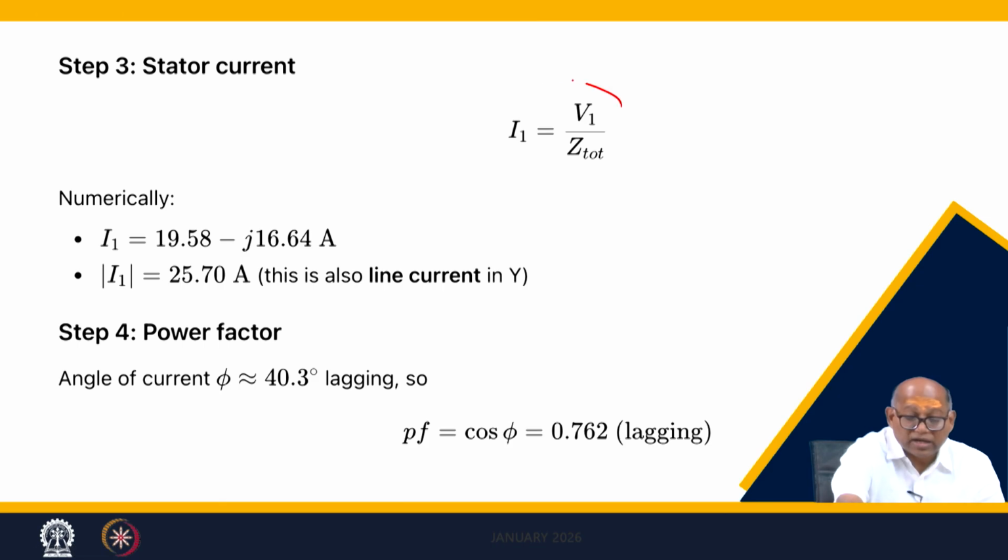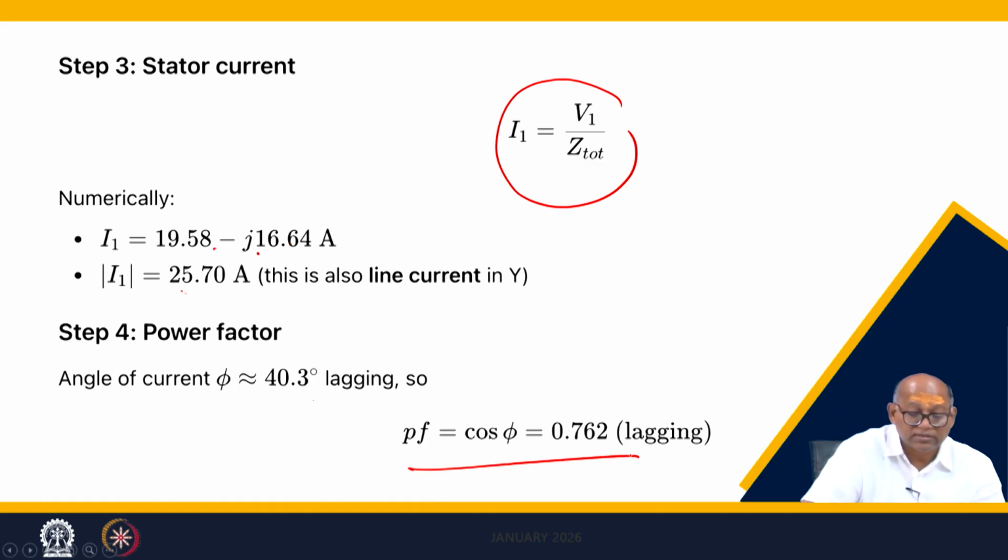So divide, this is the current I1, the total current. This current has a phase angle, while the voltage is at angle 0. So you can find out the phase angle. So the power factor angle phi is tan inverse of this, 40.3 lagging. So cos phi is this, right?